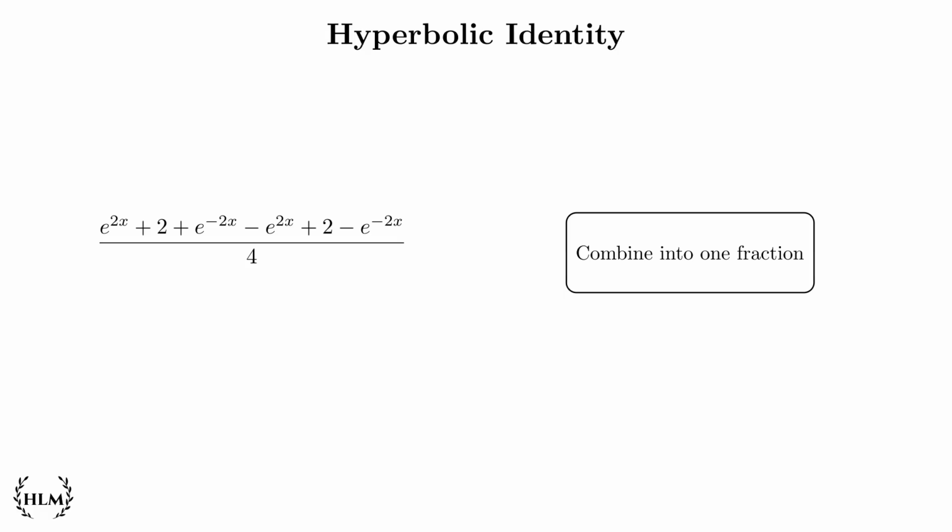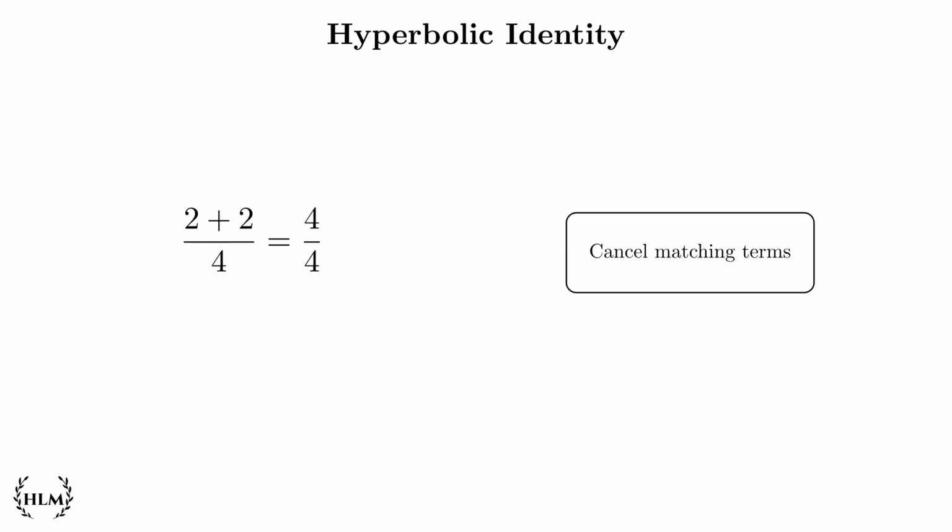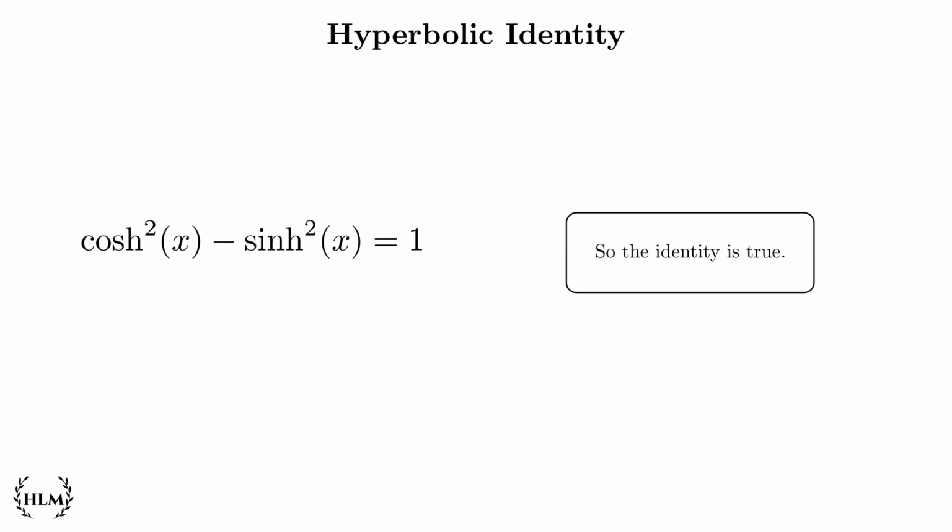And then you notice that we have e to the 2x, and we also have minus e to the 2x, so those cancel. And then we have e to the negative 2x, and then we have minus e to the negative 2x, so those cancel. And then we're left with 2 plus 2 in the numerator, all divided by 4, which is equal to 4 over 4, which is equal to 1.